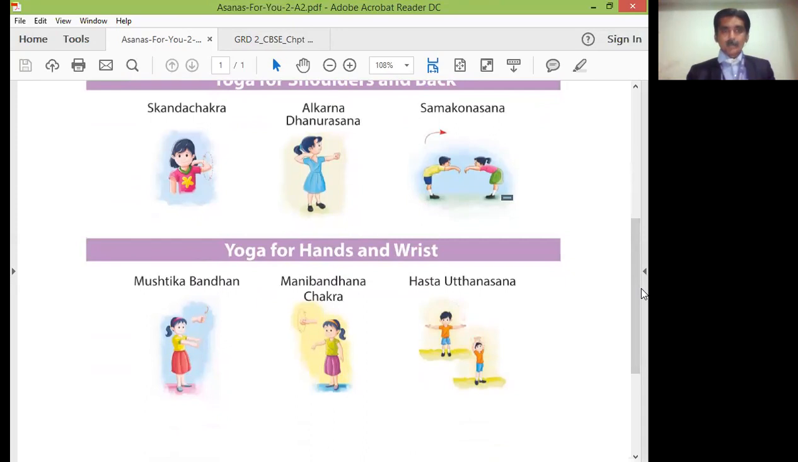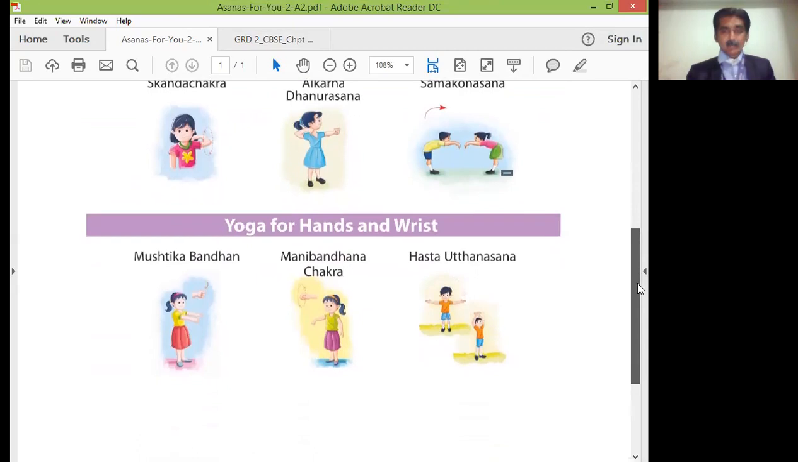Okay. Next is yoga for hands and wrist. Mushtika Bandhan. Mushtika means fist. This is called a fist. You can bend your fingers towards your palm, hold it tightly, not so tightly that it starts paining you. This is fist. Okay. So you can just make the fist and rotate towards left and right through the wrist.